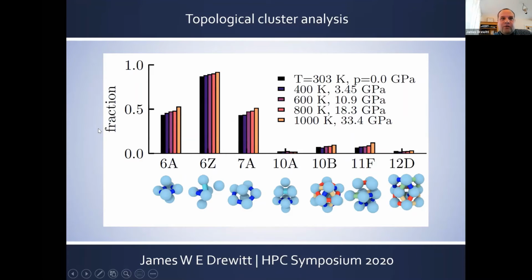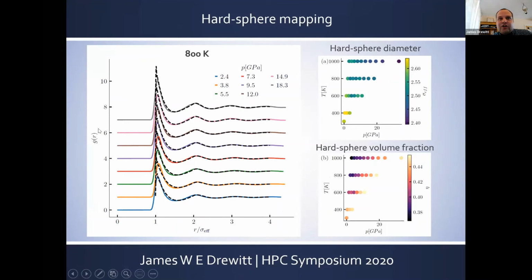So in order to understand how far the structure can be considered to represent a simple hard sphere structure with increasing pressure, for every ab initio data set, the optimal hard sphere diameter and volume fraction were refined to fit the ab initio G of R.